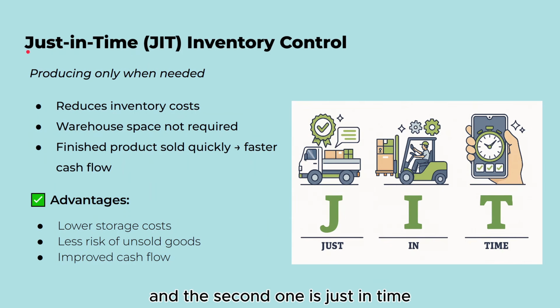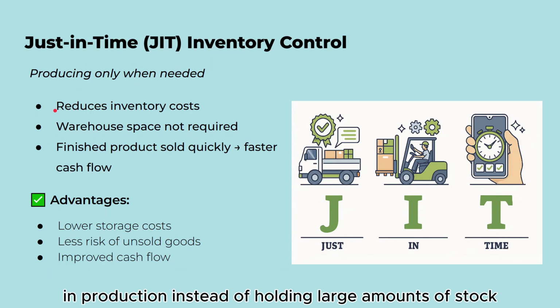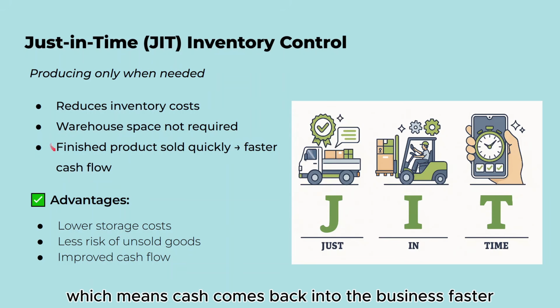And the second one is just-in-time, inventory control. Just-in-time is a system where materials and components arrive exactly when they are needed in production. Instead of holding large amounts of stock, businesses keep only the essentials. This reduces the need for warehouses and cuts storage costs. Finished products are sold quickly, which means cash comes back into the business faster.